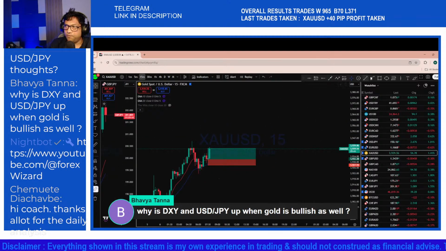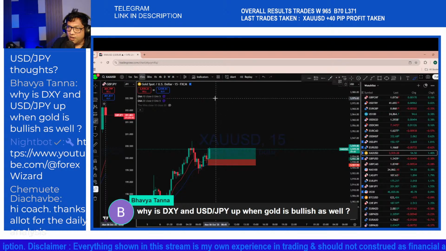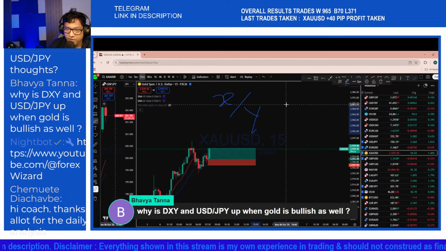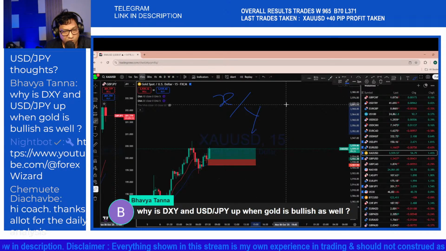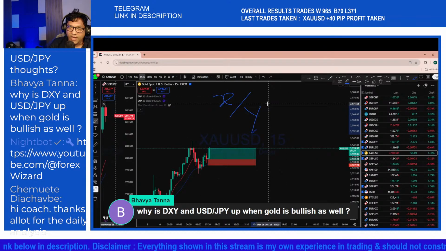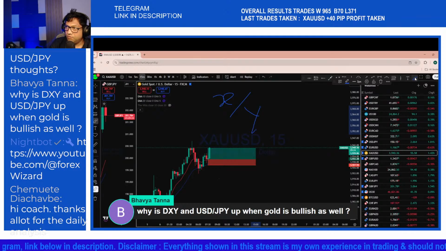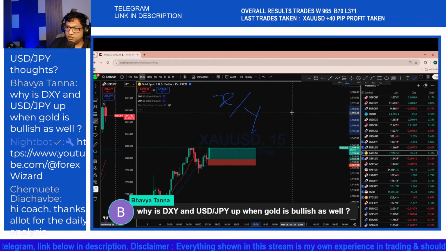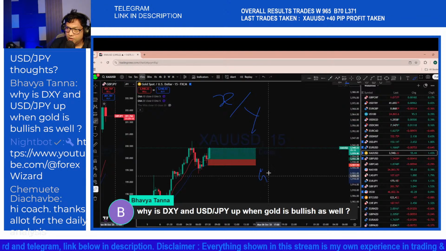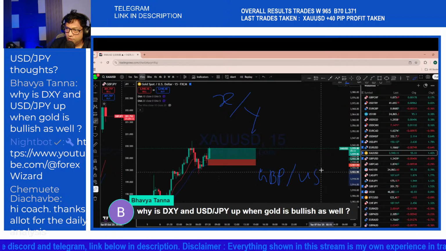Let's understand it, guys. Keep in mind that here is X divided by Y. How many of you understand this very basic mathematical equation easily? Okay, X divided by Y, right? So all those pairs are like that, against one another. For example, if you look at GBP slash USD, right?